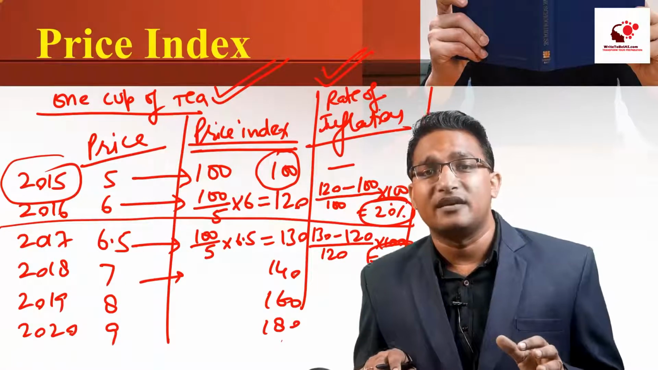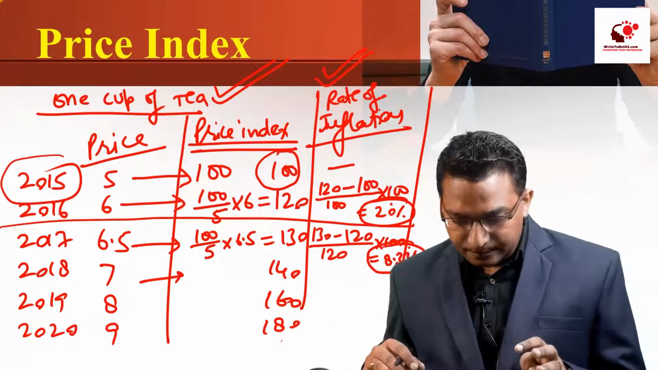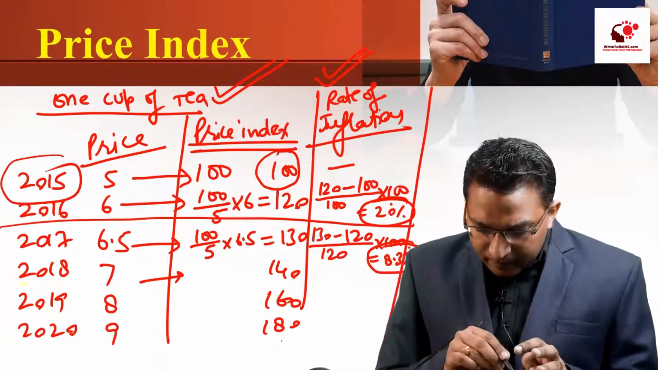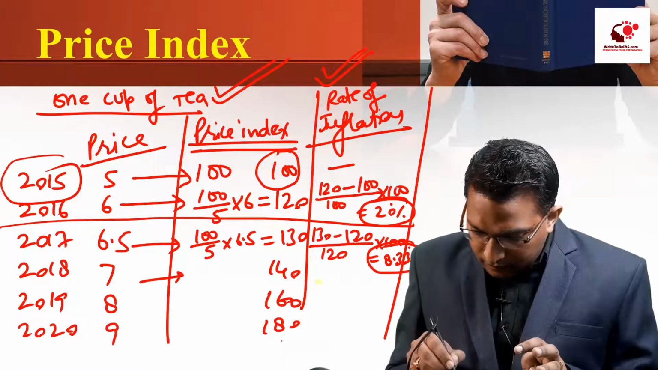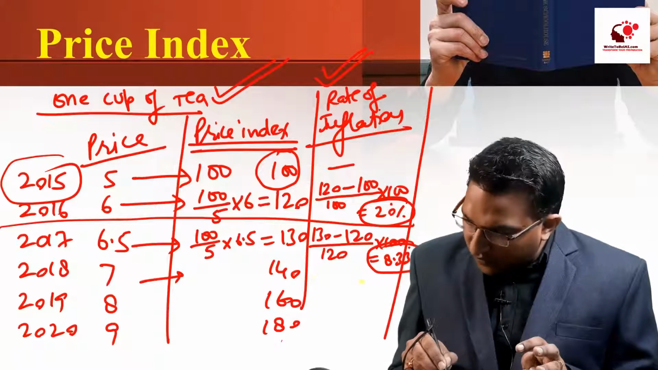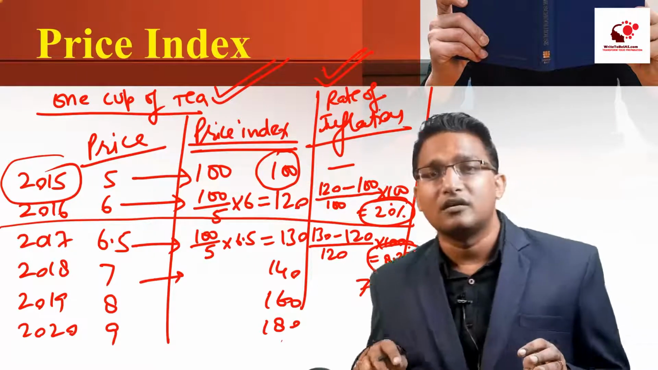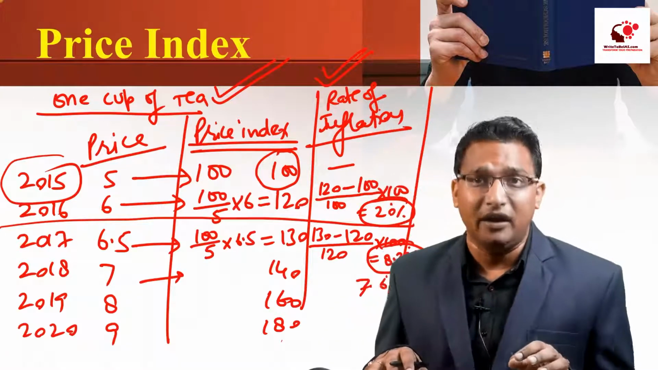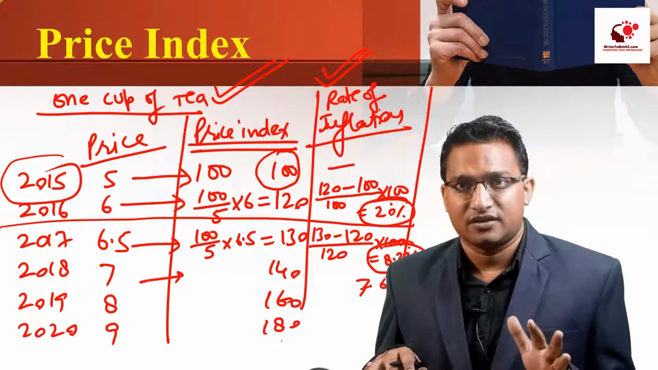Similarly, 8.33% is rate of inflation of 2017, right? Similarly, in this case, the rate of inflation will come to 7.6%. I'm not calculating in detail, but this calculation is as per the formula only, 7.6%.